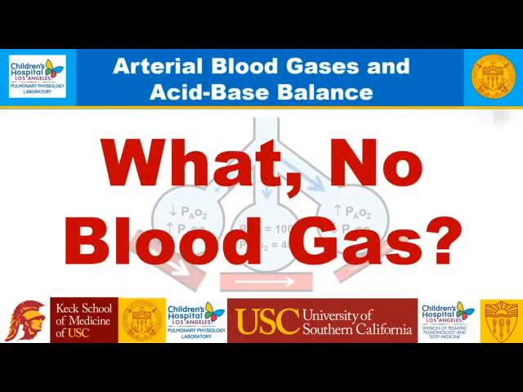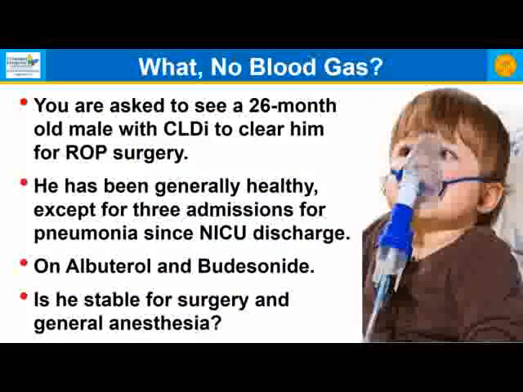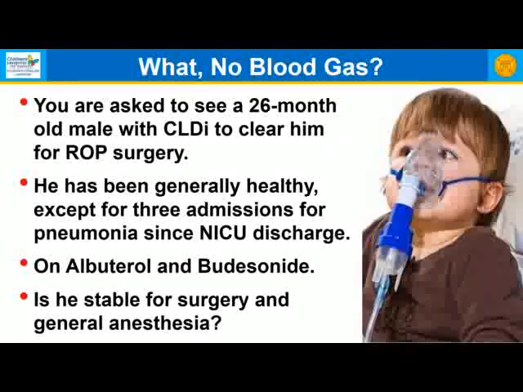What? No blood gas? So this is not an uncommon scenario that we see. We're asked to see a 26-month-old male with chronic lung disease of infancy to clear him for retinopathy of prematurity surgery. He's generally been healthy except for 3 admissions for pneumonia since ICU discharge, but that's over 2 years. He's on albuterol and budesonide. Is he stable for surgery and general anesthesia?